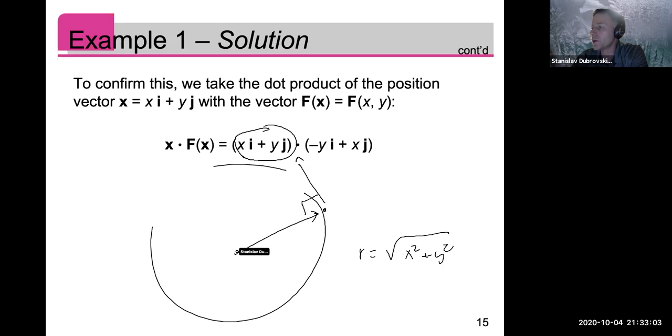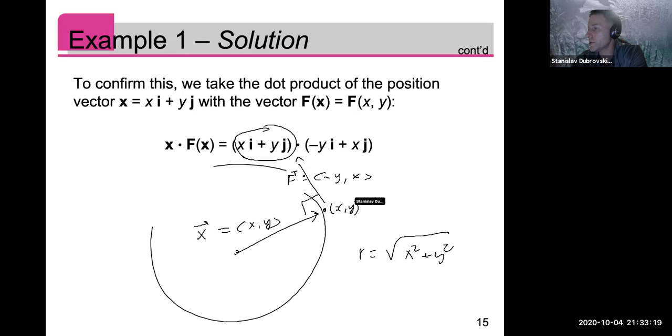So to check if the angle is indeed 90 degrees, we will do the scalar product of the vectors minus y comma x, the f vector, and the vector with coordinates x, y, the position vector of the point. So let's see what happens here. We'll have x times negative y plus y times x. What do we get? Of course, 0, because they cancel. So indeed, there would be a 90-degree angle, and they would be perpendicular.